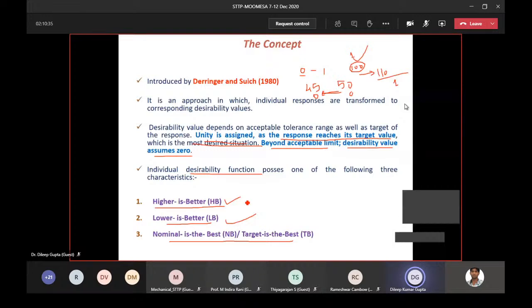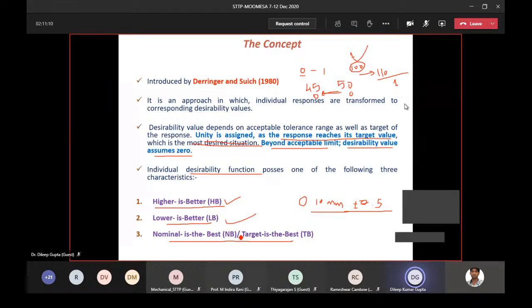The nominal is better condition is normally used when you are talking about, for example, the shaft diameter. If you are fixing 10 mm as the shaft diameter, this is the target value of 10 mm, and nominal is better, so here a tolerance limit applies, plus and minus, suppose 0.5 mm, like this. So the conditions where you solve with a tolerance limit, we call nominal is best and target is best, generally target is best and nominal is the best.